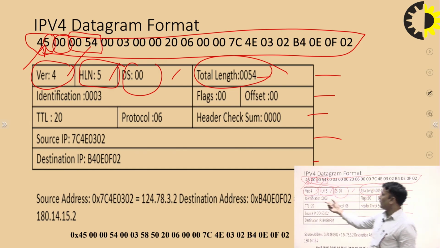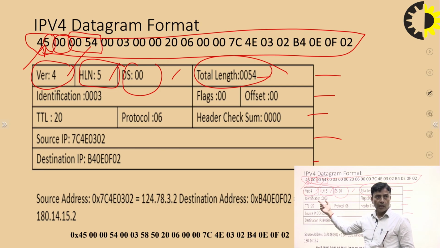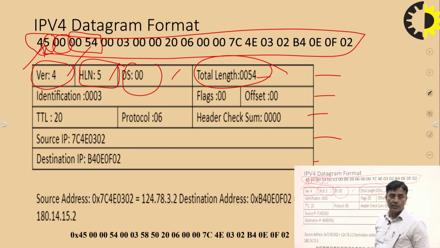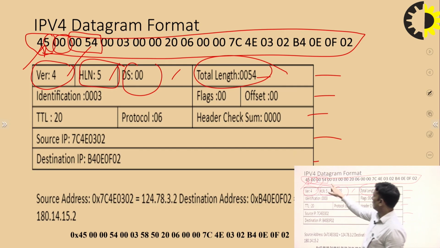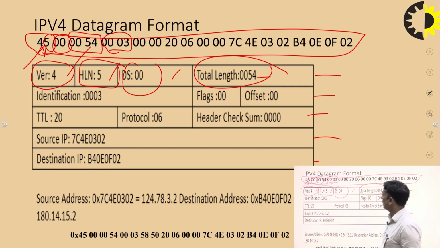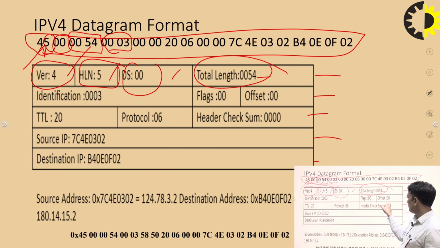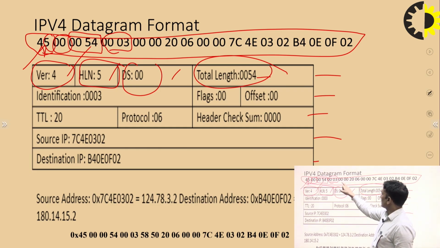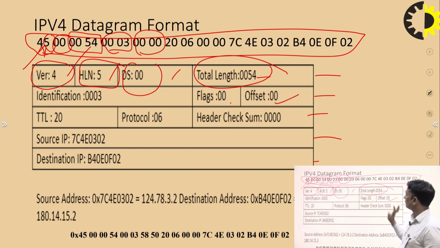Then identification of 16-bit. 16-bit means 4 symbols, the next 4 symbols. So 0002 and 0003 are written here. Next, flag of 3-bit and this particular offset of 13 bits, together 16-bit. So the next 16 bits, meaning 4 symbols, are written here: 00 and 00, offset 00.